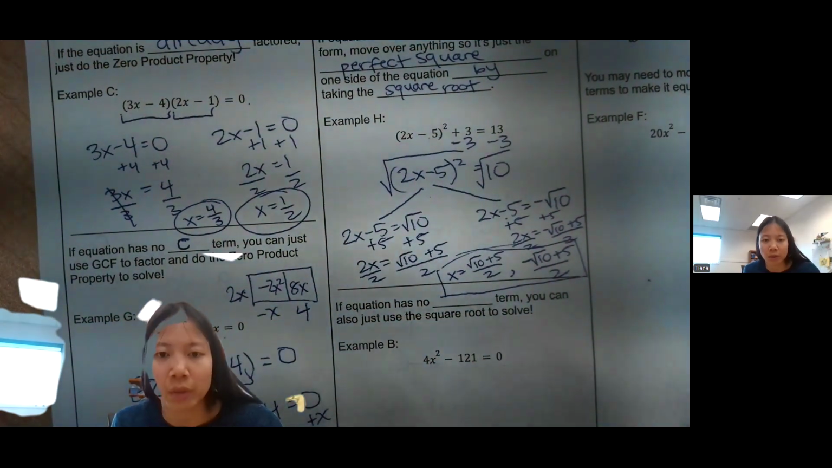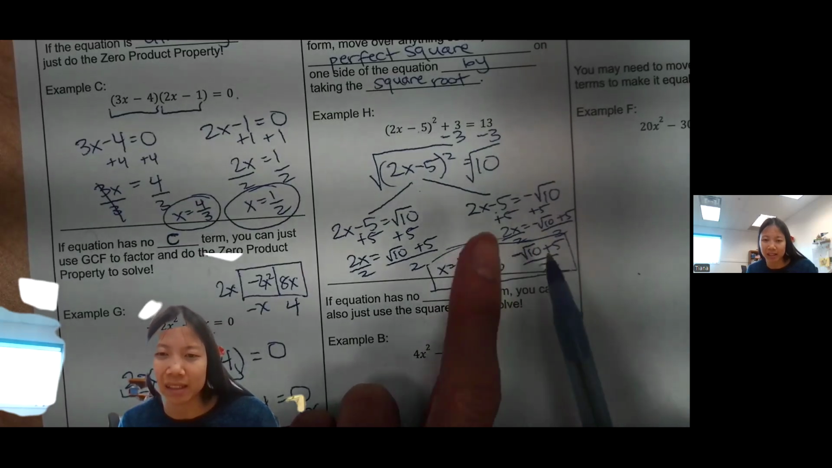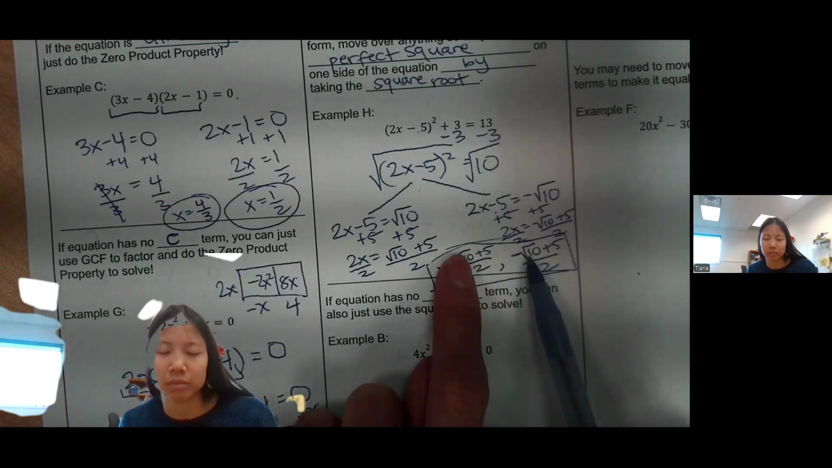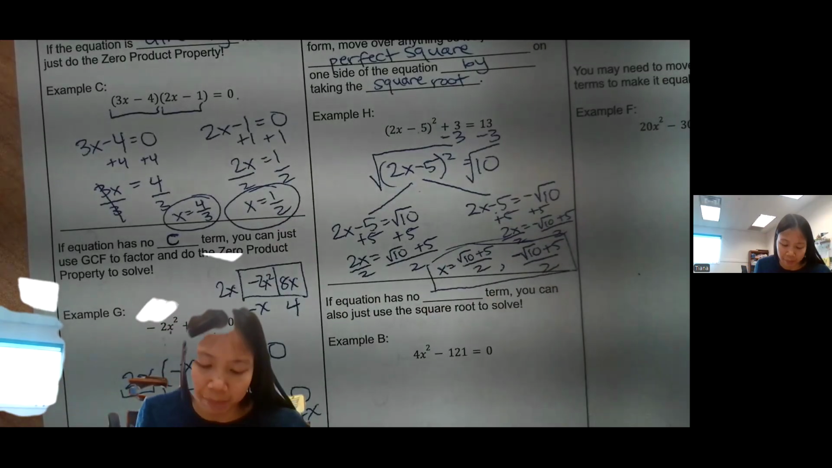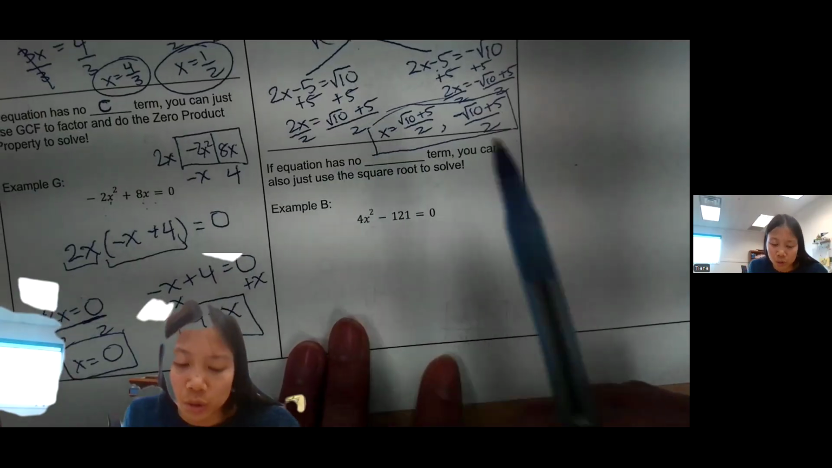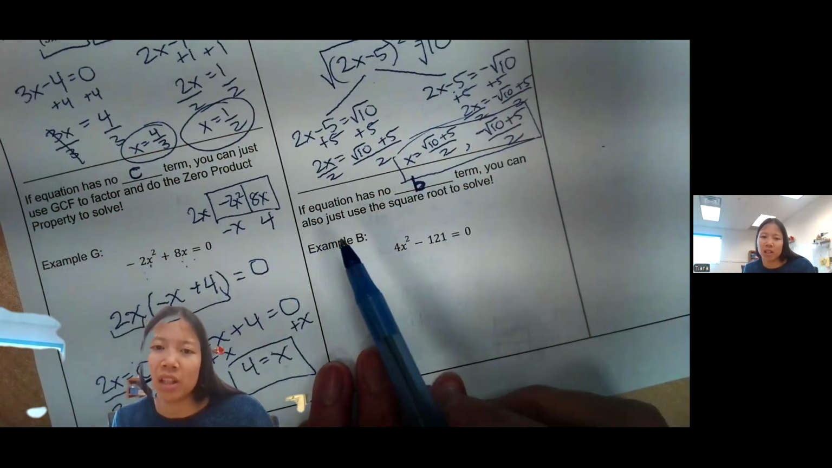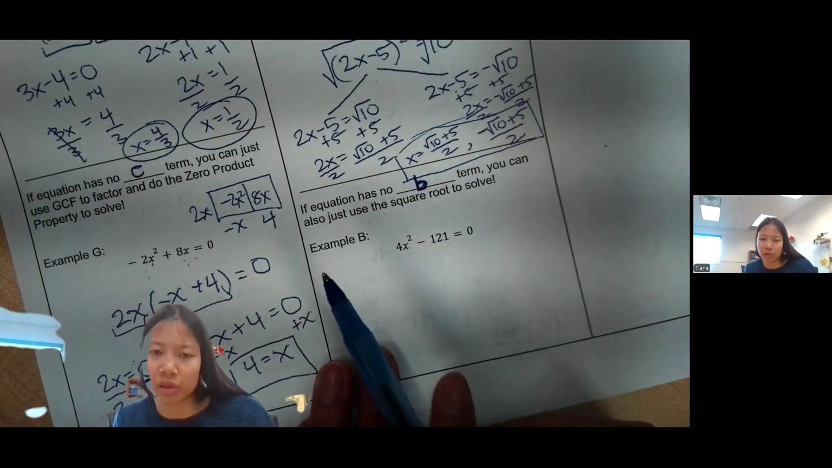Another special, oh wait, sorry. This kind of looks a lot like the quadratic formula, right? You can see that square root plus and minus idea happening. Okay. All right, if an equation has no b term, so I don't have anything with an x, no b term, you can also just use the square root to solve.